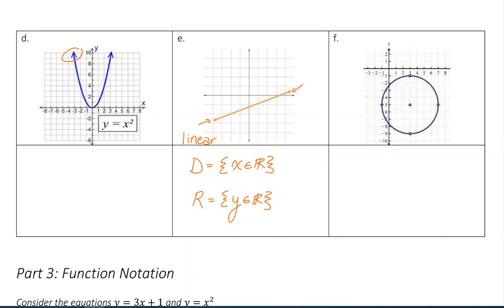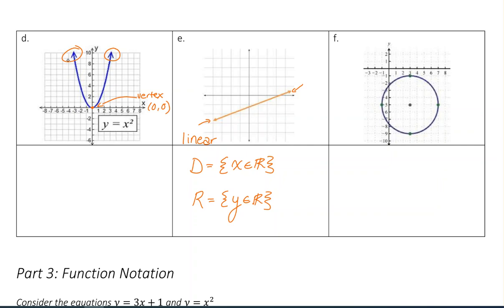These arrows right here tell us that it extends upward and that it's not going to go lower than this point right here, which, if we can recall anything from quadratics, is called the vertex. That point happens at (0, 0). So we're only looking at y values that are greater than 0.